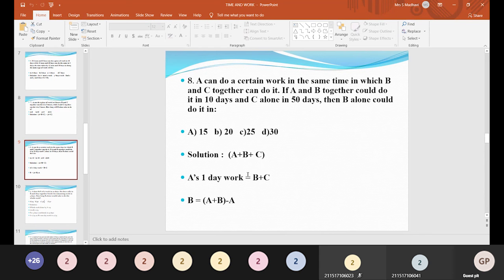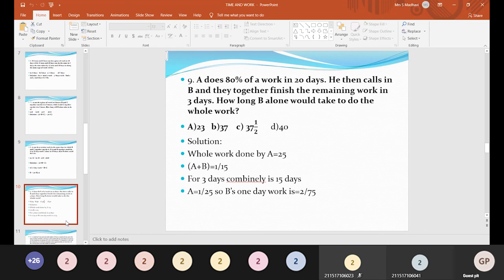Now B's 1 day's work is equal to 1 by 10 minus 3 by 50, which is equal to 2 divided by 50, that is 1 divided by 25. Now B's 1 day's work is taken as 1 by 25. B alone can do it in number of days means we have to take the reciprocal. Then B alone can do it in 25 days.